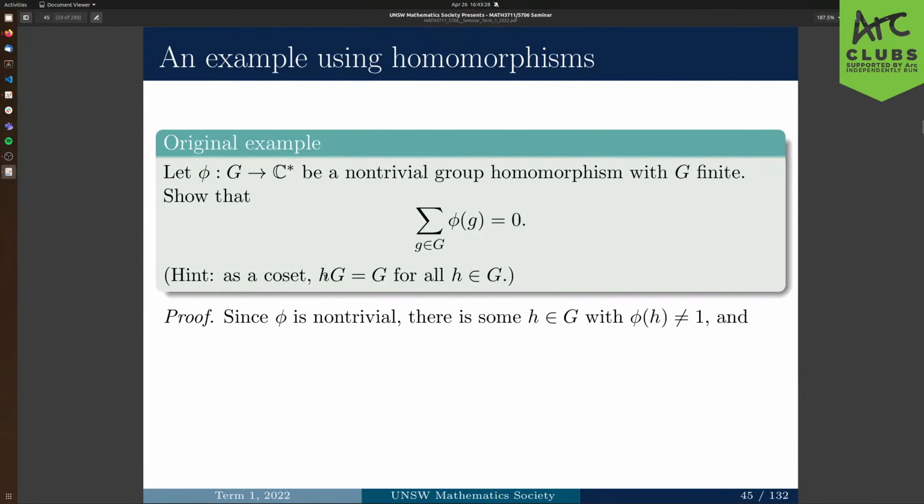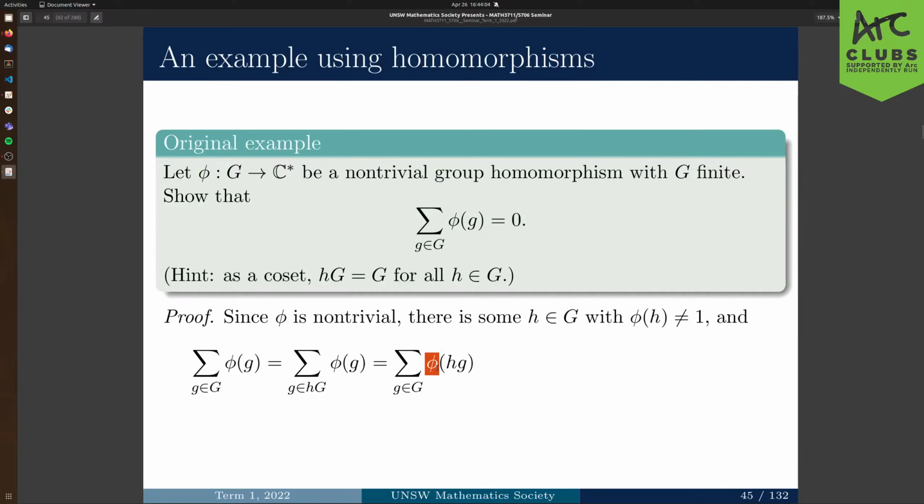And the trick, or how you end up slipping in this factor of phi of h, is actually given in the hint. So the hint is that this sum here is over G, but equivalently I could write it as a sum over Hg. So just writing out the sum, I can use this hint to say that this is really just a sum over all of the elements of this coset. And obviously elements of this coset are going to be of the form Hg, where g is in G. So it's going to look something like that after I rewrite things.